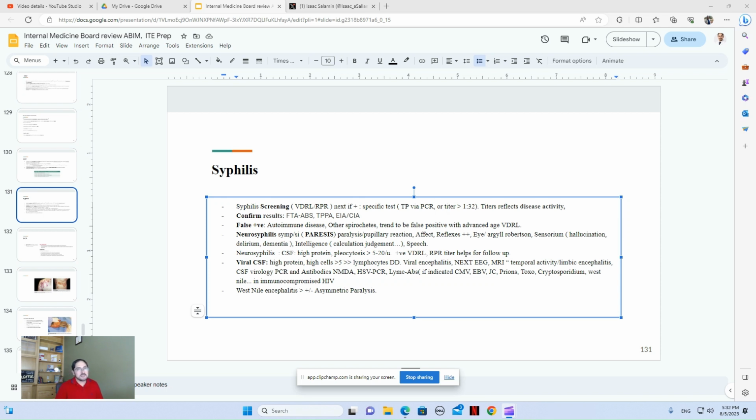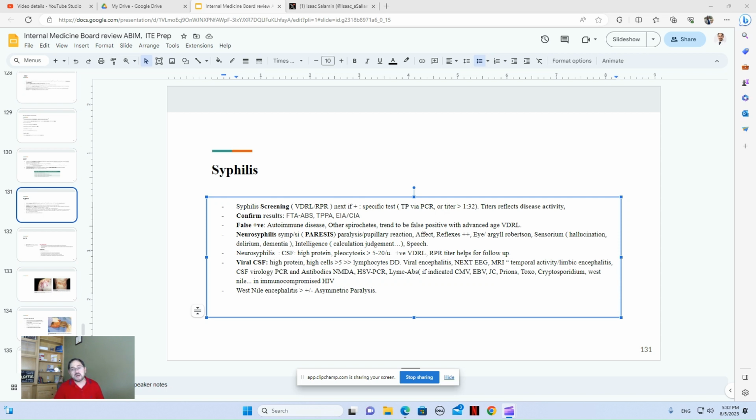And in reality, it could be anything. They may present with encephalitis, delirium, or abnormal behavior. But on the test, they'll try not to trick you that much about the diagnosis, and you may see the typical PARESIS. P is for paralysis, A for Argyll-Robertson pupillary reflex, sensorium means hallucination, delirium, dementia, intelligence problems, calculation and judgment, and speech problems. If you see this mnemonic there, then that's your diagnosis for neurosyphilis.